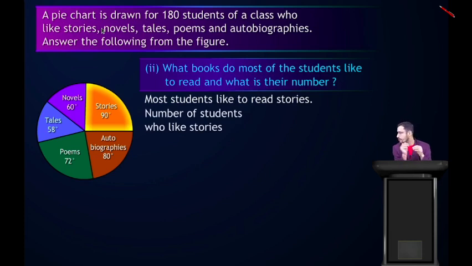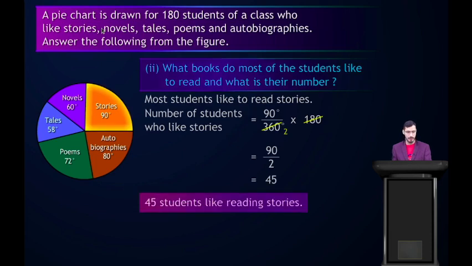So most students like to read stories, and the number of students who like stories is 90 by 360 into 180. What will we get here, students? When we simplify 90 by 360, we get 9 fours are 36, or 180 into 360 is 2, and 90 by 2 is 45. So the number of students who like stories is 45. So 45 students like reading stories.